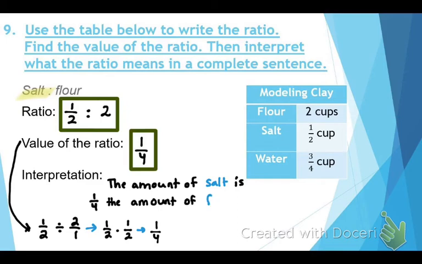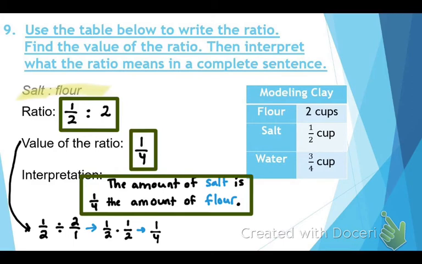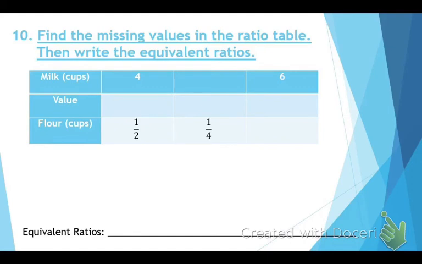The amount of flour. Once again, looking up at the top, the second part of our original problem. Everybody read me the interpretation that I wrote. Go ahead. The amount of salt is 1/4 the amount of flour. Find the missing values in the ratio table and then write the equivalent ratios.